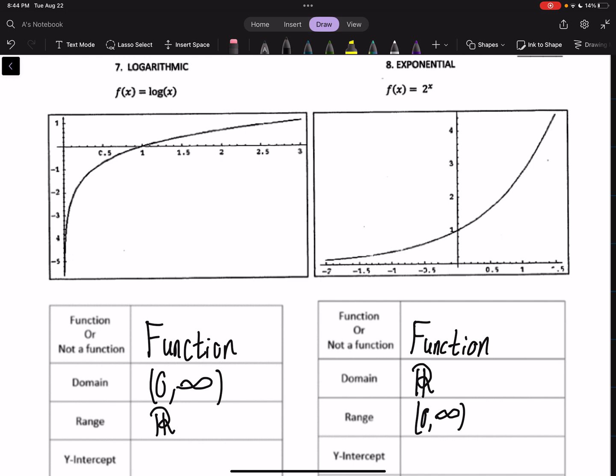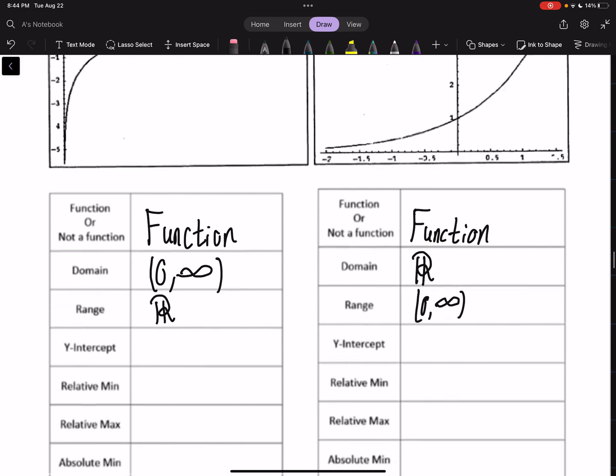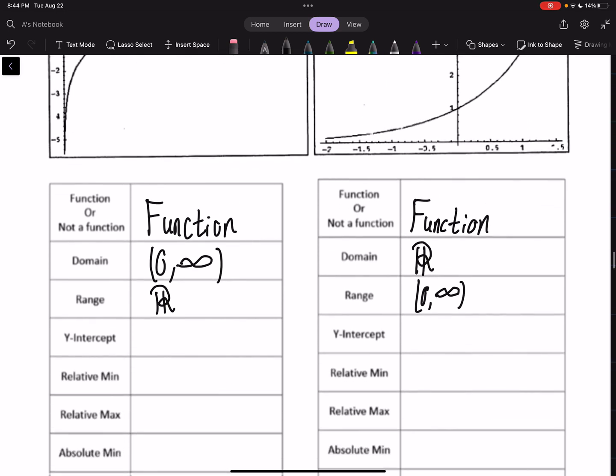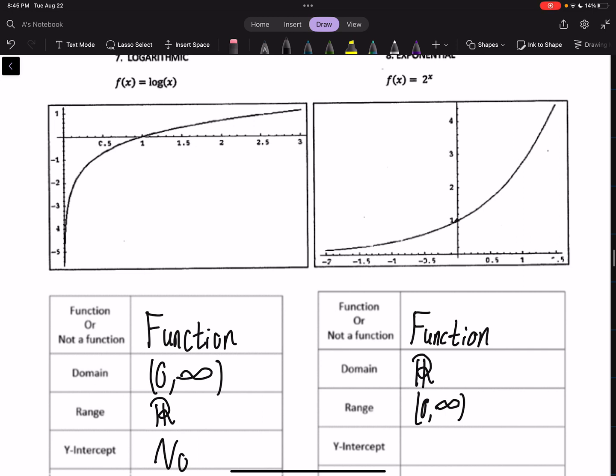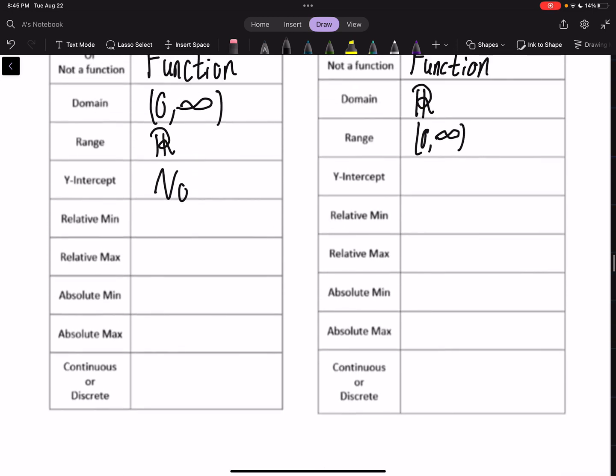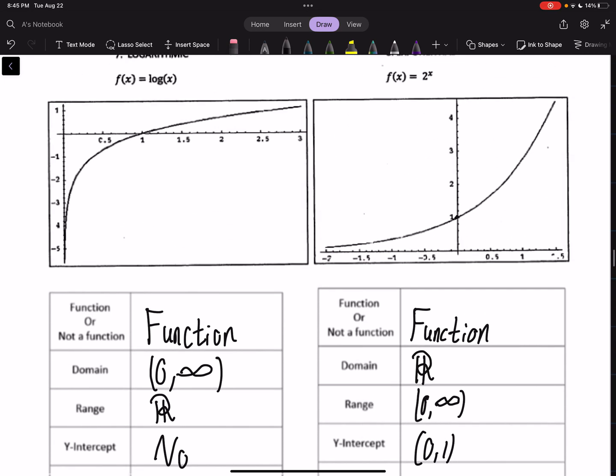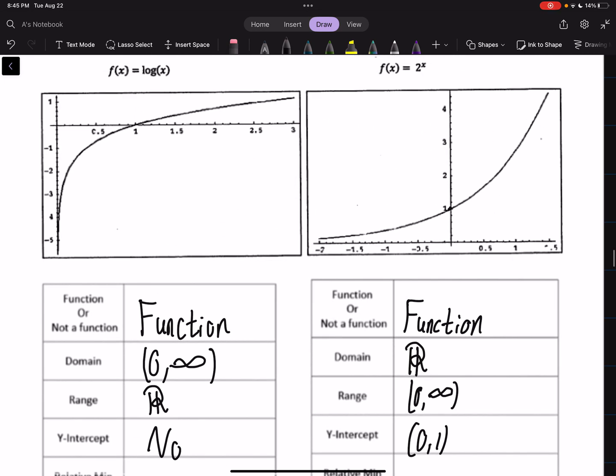Your y-intercept. Logarithmic does not have one. It's getting infinitely close to 0, but it never reaches it. So there is no y-intercept. The y-intercept for exponential occurs right here at 0, 1. I want to point something out to you: how the domain and range are flipped. Look right here at this x-intercept. It's at 1, 0. So your y-intercept for exponential is 0, 1. Your x-intercept for logarithmic is 1, 0.